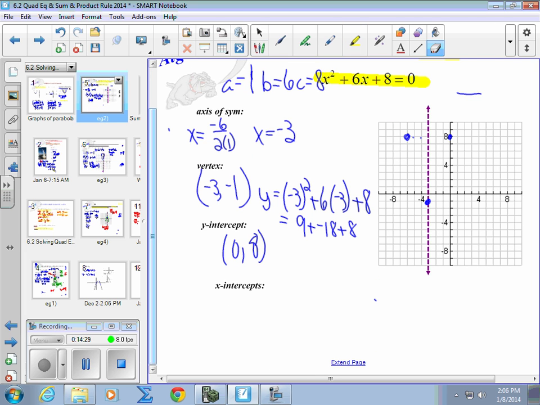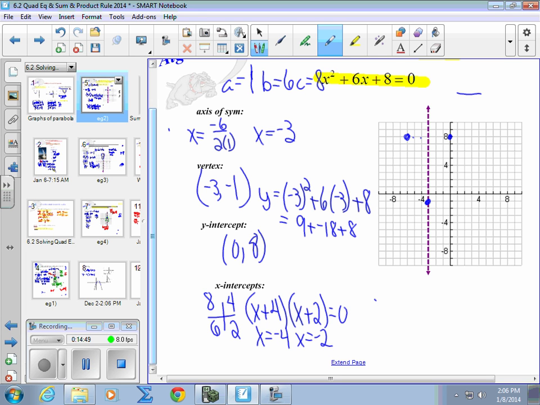To find the x-intercept, you've got to be able to factor this. So we're looking for the factors of 8 that multiply together to give us 8 and add together to give us 6. So x plus 4 times x plus 2 is 0. So x is equal to negative 4 and x is equal to negative 2. We have a curve that looks like this.